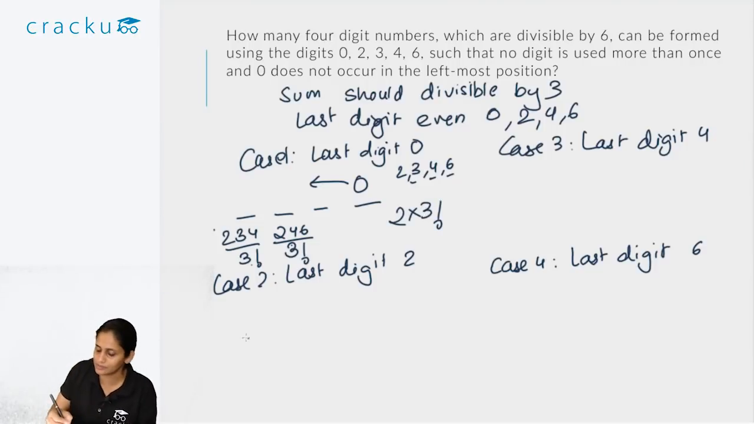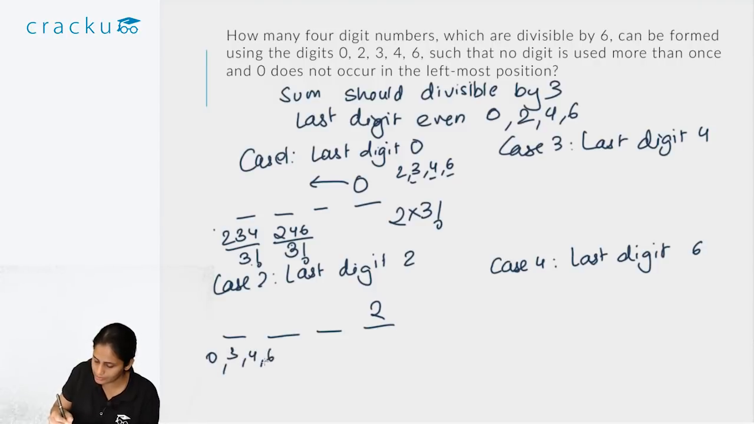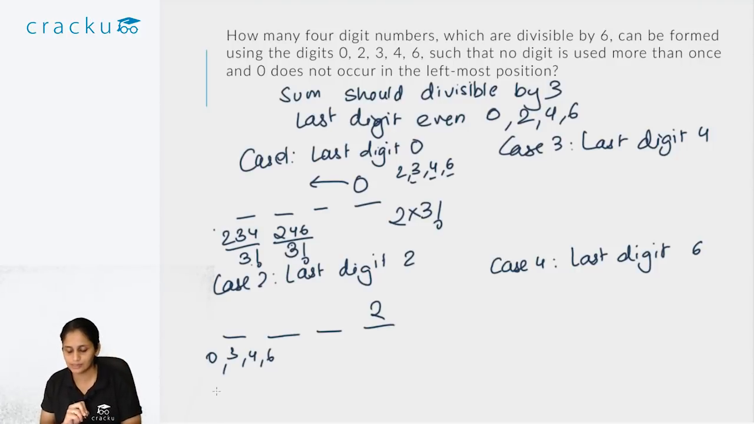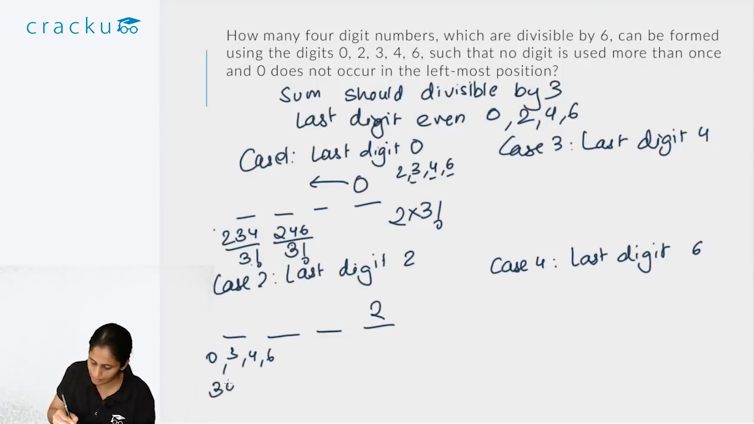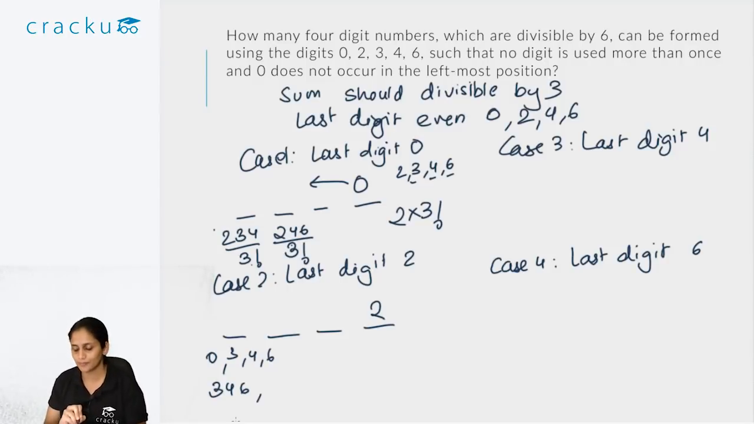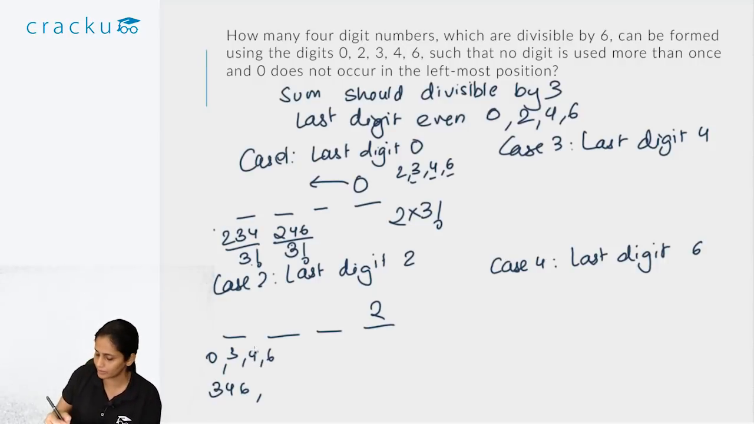Now let's consider the case where the last digit is 2. The remaining digits are 0, 3, 4 and 6. If the digits are 3, 4 and 6, the sum with 2 is 15, so the digits can be 3, 4 and 6. Now suppose we drop 3. The remaining digits will be 0, 4 and 6, and the sum will be 12, so it is divisible by 3. So the remaining 3 digits can be 0, 4 and 6.